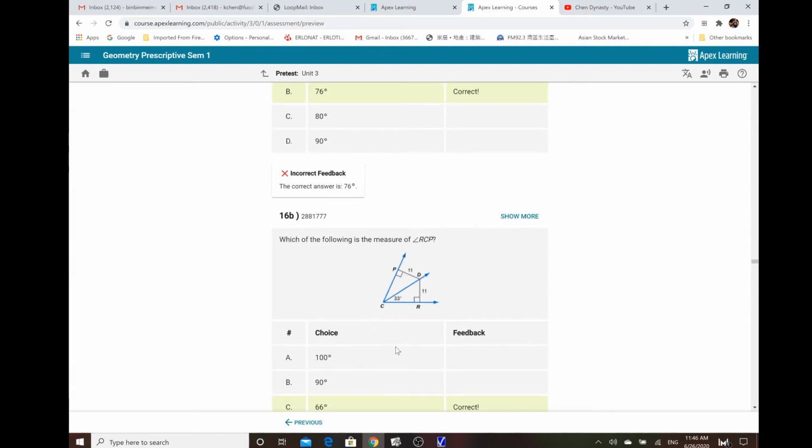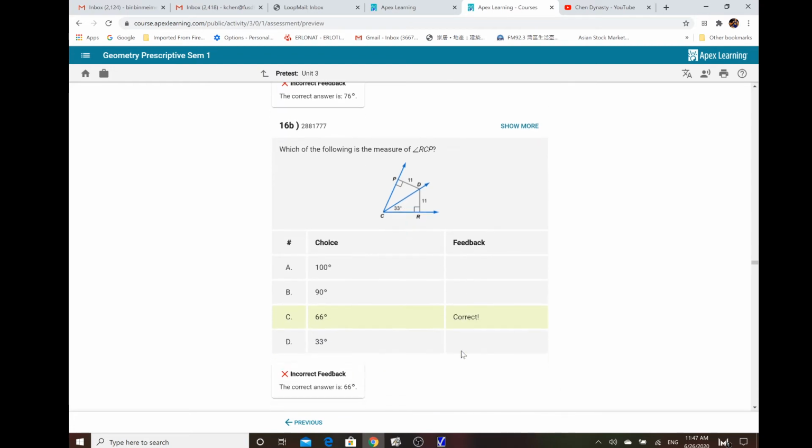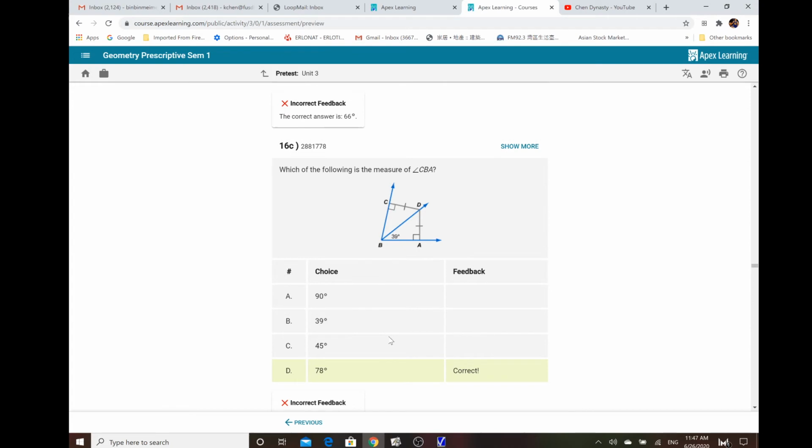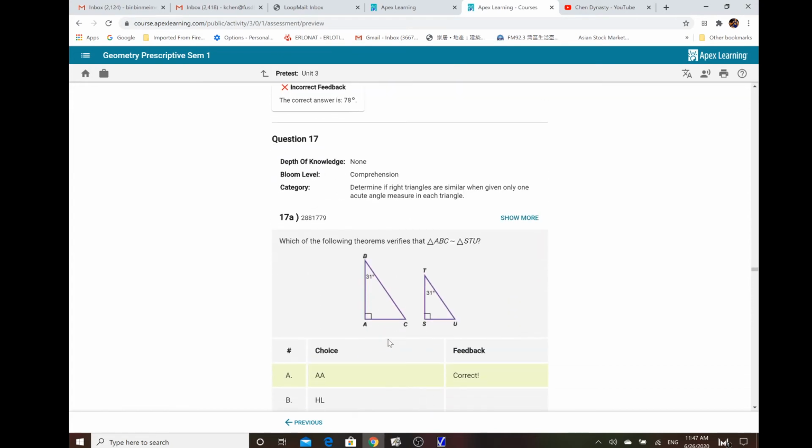So here's another one, quite similar. What's the measure of angle RCP? So here's RCP. Half of the entire angle is 33, so the entire angle would be 66. Either you can add 33 plus 33, or you can just do the multiplication, 33 times 2. Another one is quite similar, so we're not going to spend time on that one.